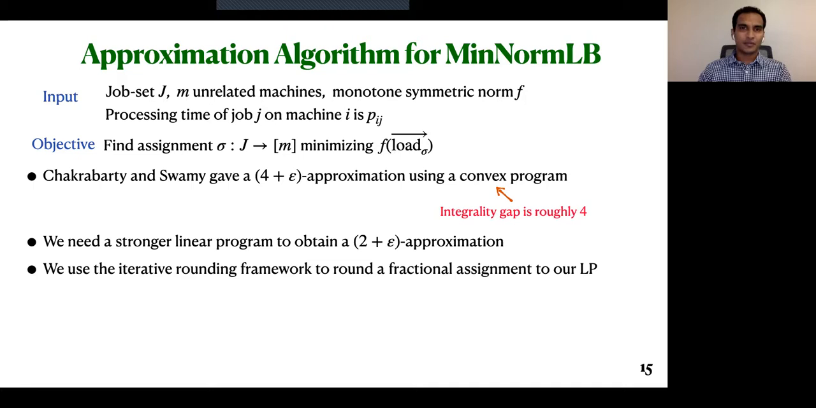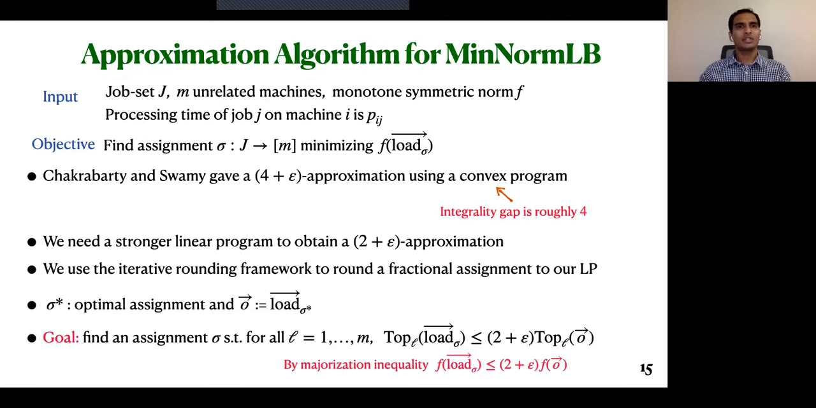We give a stronger linear program for min-norm load balancing. We then use the iterative rounding framework to round a fractional solution to this LP. For the rest of this talk, I'll use sigma star to denote an optimal solution and the vector O as a shorthand for the load vector induced by sigma star. We will also fix a small positive constant epsilon that dictates the approximation quality. By the majorization inequality, to obtain a 2 plus epsilon approximation, it suffices to obtain an assignment sigma such that the top-l norms of the load induced by sigma can be bounded by 2 plus epsilon times the top-l norms of the optimal load vector.